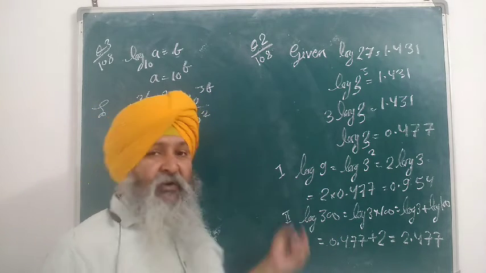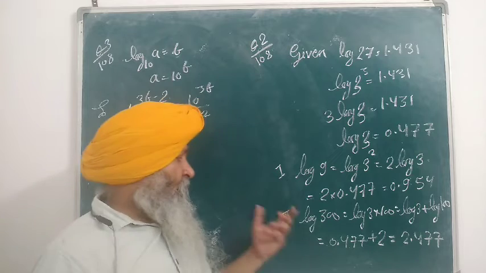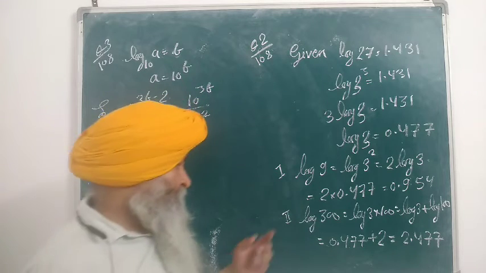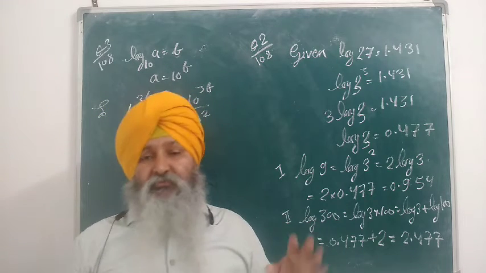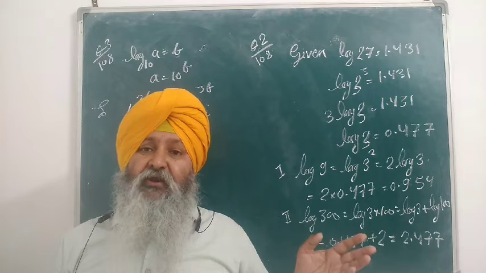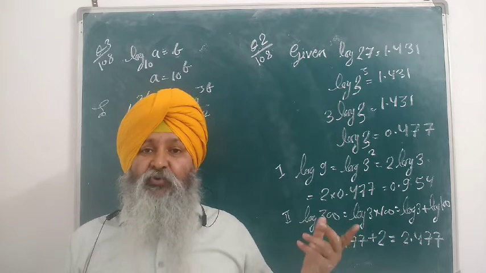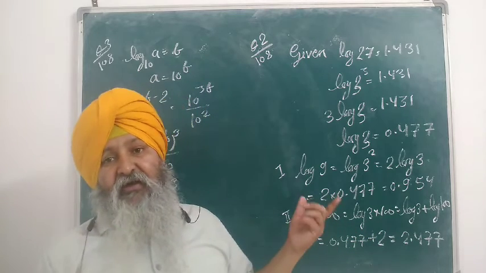Now come to the second part, log 300. What is log 300? Till now, what did we have? I am getting 8 as a multiple of 2, 27 as a multiple of 3, and 9 as a multiple of 3.